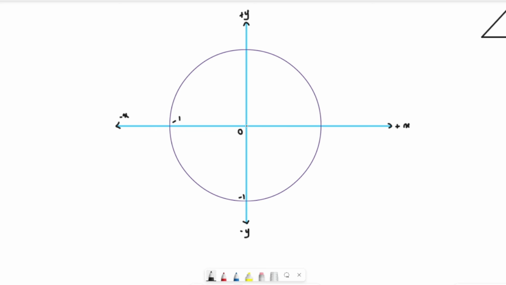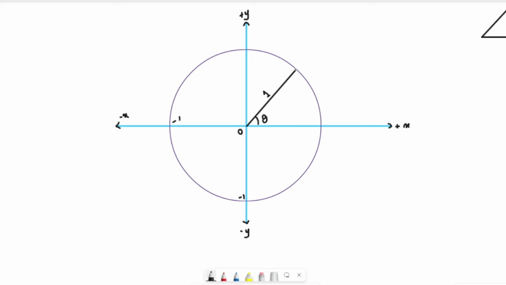So if I were to draw from the origin a line to any point on the circumference, I can safely say that since this is the radius and the radius of the circle is 1, this line is equal to 1 in terms of length. And I can define this angle as theta.